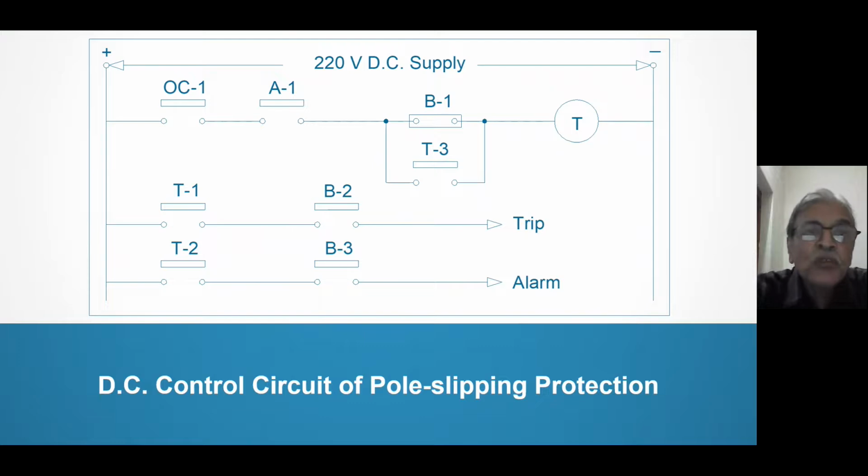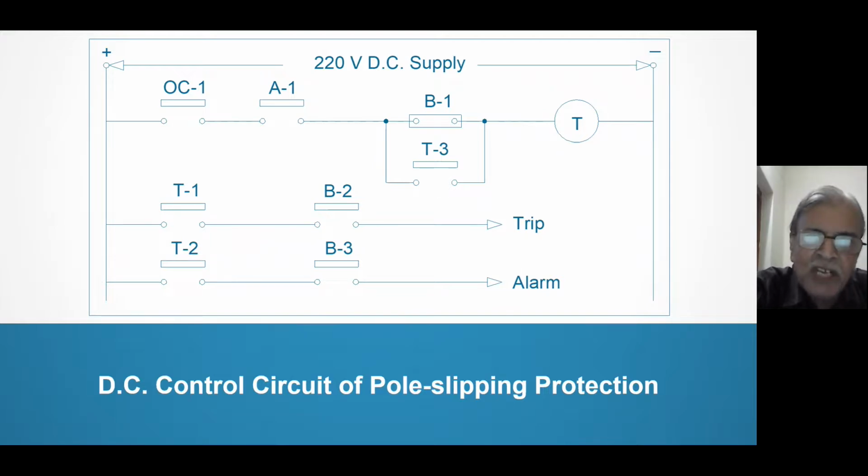What is this OC1? OC1 is the overcurrent starter, usually set at the rated current of the generator. It is used because while starting and stopping, you are already under pole slipping condition, and the relay should not give a trip command when you are starting and stopping the generator. But when you are starting, the rated current is not there. Current is zero. Therefore, OC1 is not operated. And while you are stopping, then also OC1 is open. It is closed only when the generator is normally running.